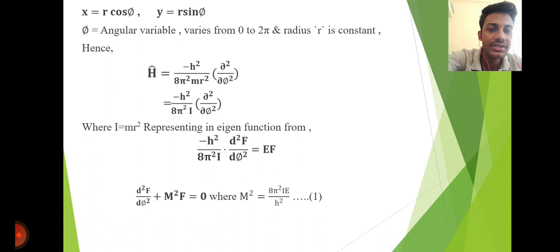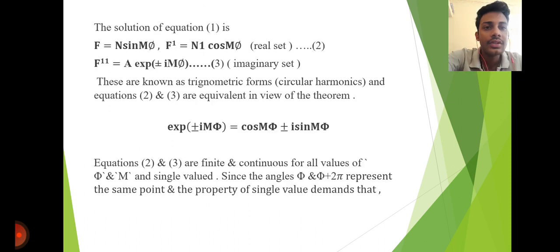The solution for this equation is d square f divided by d phi square plus m square f is equal to 0, where m square is 8 pi square I into E divided by h square. By using this equation, we can find out the energy of a particle in a ring. Then the solutions for equation 1 are f is equal to N sin m phi, and f dash is equal to N dash cos m phi. F double dash is equal to A into exponential of plus or minus i m phi.